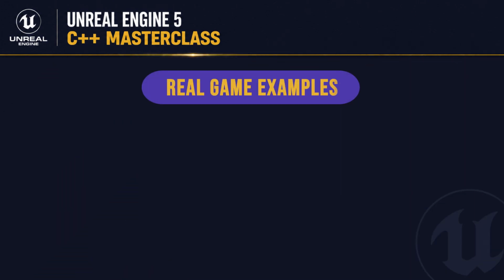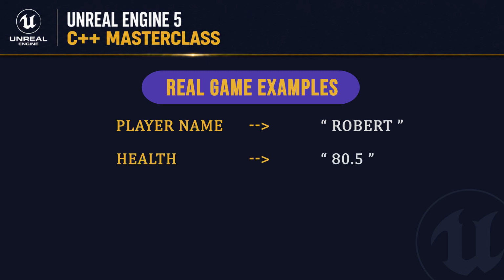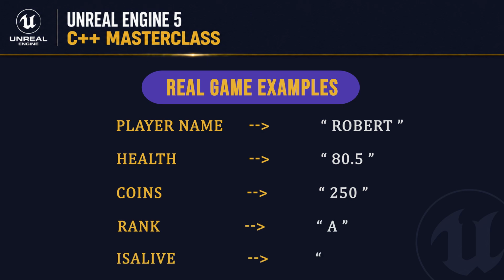Now let's see this with a real game example. Imagine you are creating a shooting game in Unreal Engine. Your player's name is Robert. His health is 80.5. He has collected 250 coins. His rank is A. And he is alive.